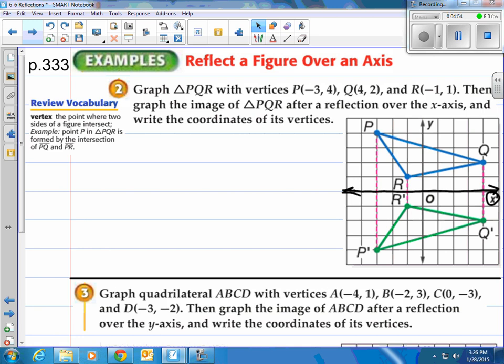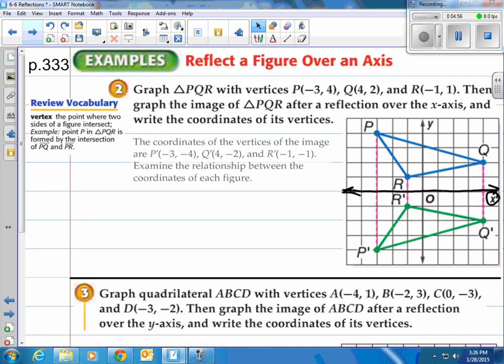Now, what are the coordinates of those? Well, take a look here. It says the coordinates of the vertices of the image, and the image right here is this one, in green, are P prime is -3, -4, Q prime is 4, -2, and R prime is -1, -1.